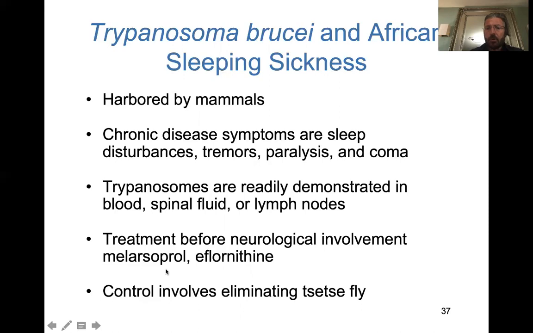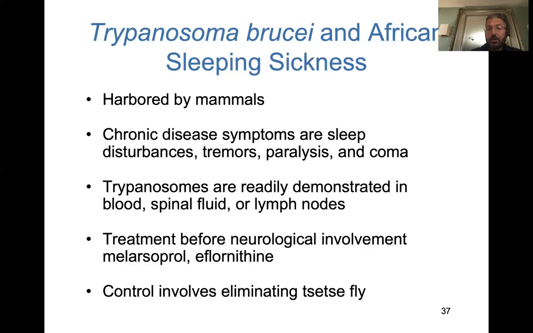So treatment before neurological involvement. All right, so the issue is once it becomes neurologically involved, it wouldn't happen right away, but if it isn't treated early and it gets into the meninges and those neurological disturbances start, there's really not a way to get any of these medications or antimicrobials to the brain because of the blood-brain barrier.